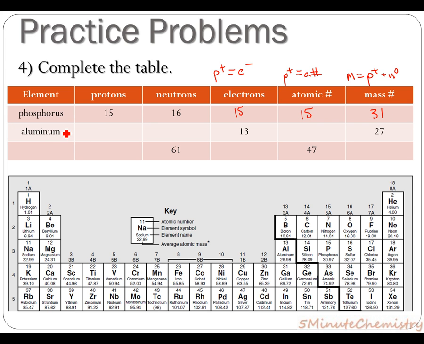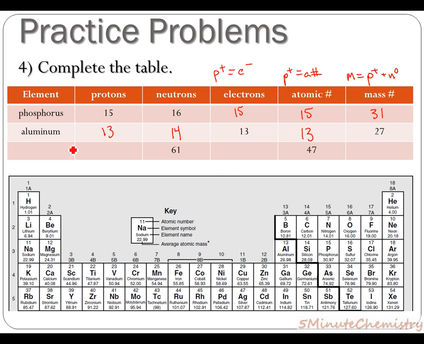Now aluminum is showing with 13 electrons and a mass of 27. So because I know I have 13 electrons, and protons equal electrons, I must have 13 protons. Because protons is the same as atomic number, I also have 13 as the atomic number. And lastly, the neutrons are going to be the mass minus the protons. So 27 minus 13 should give us 14 neutrons.